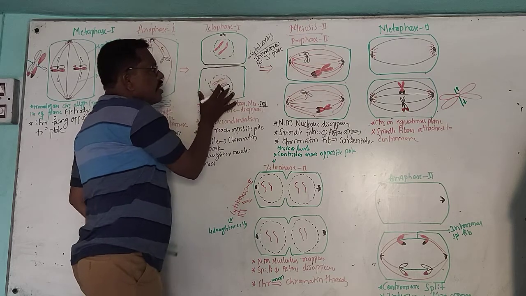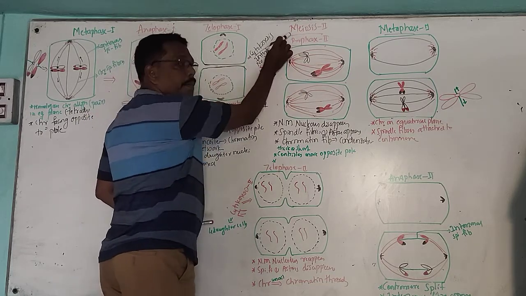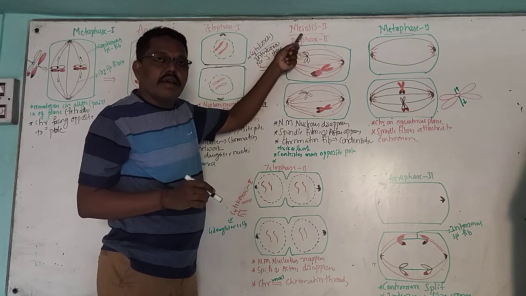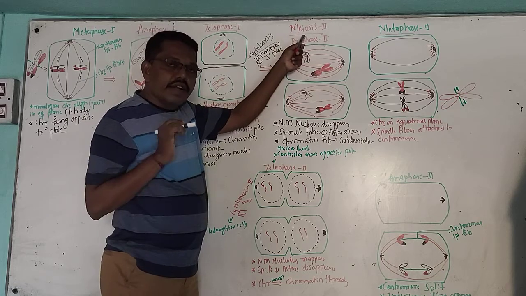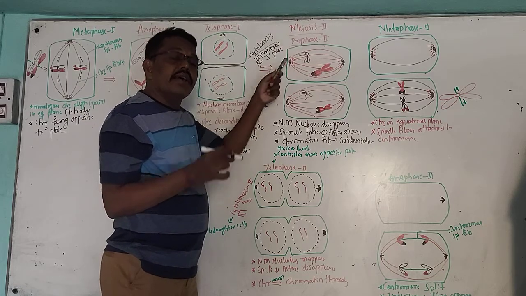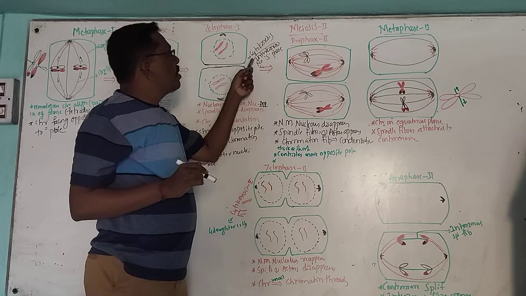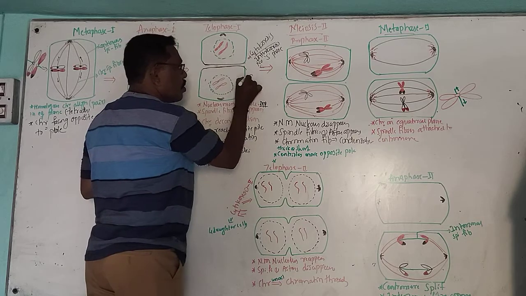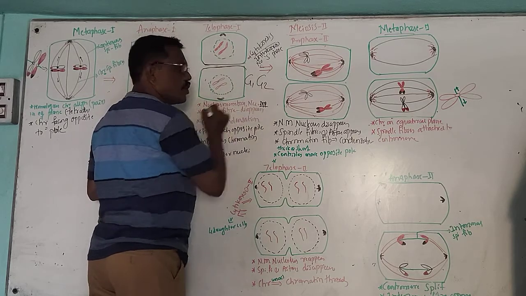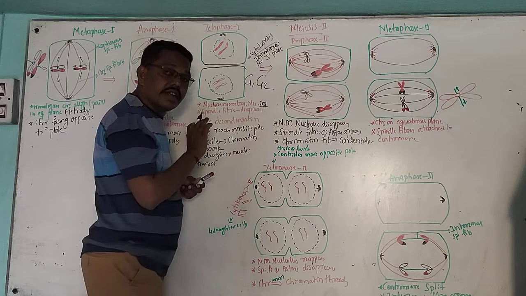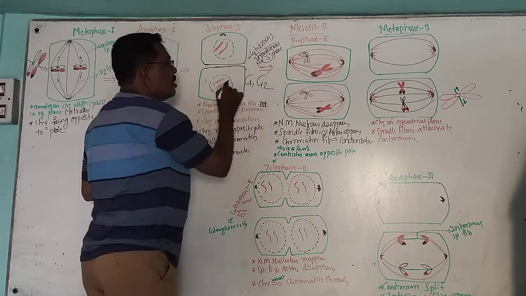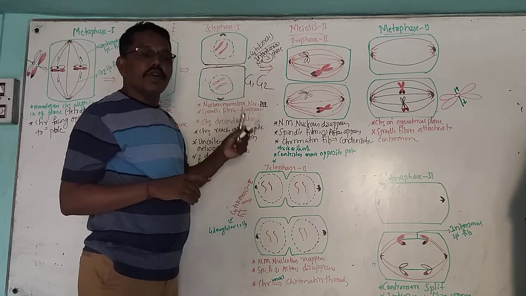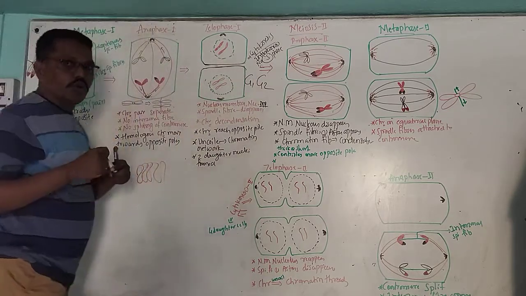Then these two daughter cells will enter into meiosis second. Before they enter meiosis second, they undergo once again what? Interkinesis. These two cells can undergo G1 phase, they can undergo G2 phase, but they can't undergo S phase. This is about the meiosis part.